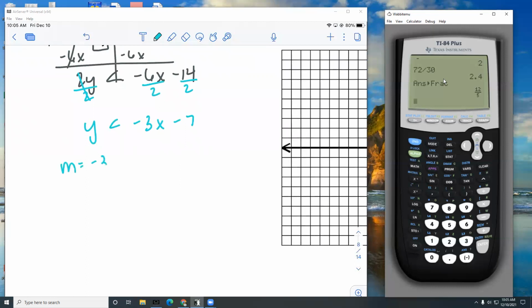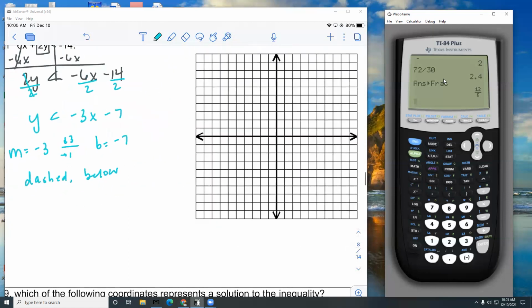My slope is negative 3, so I go down 3, right 1 each time. My y-intercept is at negative 7. Less than means that my line will be dashed, and I will shade below. So let's start down here at negative 7. Now go down 3, right 1. You're kind of off your graph, so now go up 3, left 1, up 3, left 1.